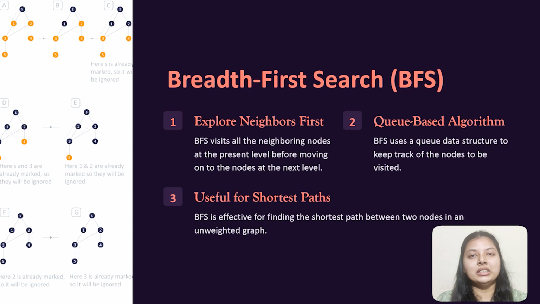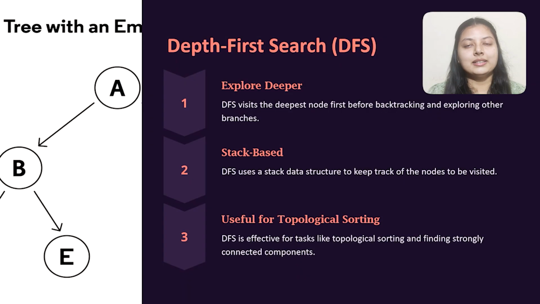So let's move into our third method, that is depth first search. In this method, our first step is explore deeper. DFS visits the deepest node first before backtracking and exploring other branches. Our second step is stack-based. DFS uses a stack data structure to keep track of the nodes to be visited. Useful for topological sorting. DFS is effective for tasks like topological sorting and finding strongly connected components.